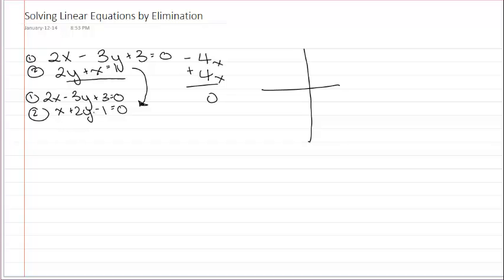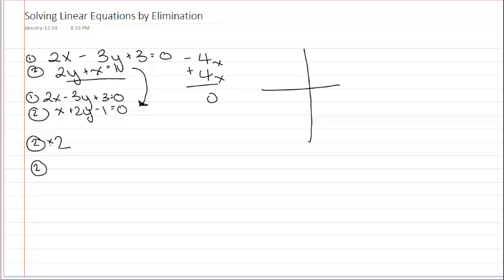You may be looking at this and saying, couldn't I do something to the y's? Yes, you could, but that would be an extra step. You could multiply this by 3, which would give you 6y, and this by 2, which would also give you 6y, add them together, and then you would also eliminate the y's. But that's going to be an extra 2 steps rather than just 1 step for the x's. I'll show that at the end. So I'm going to say equation 2 times 2.